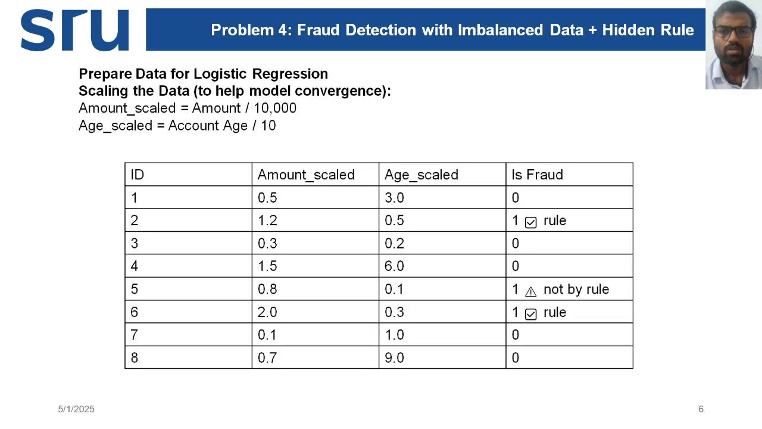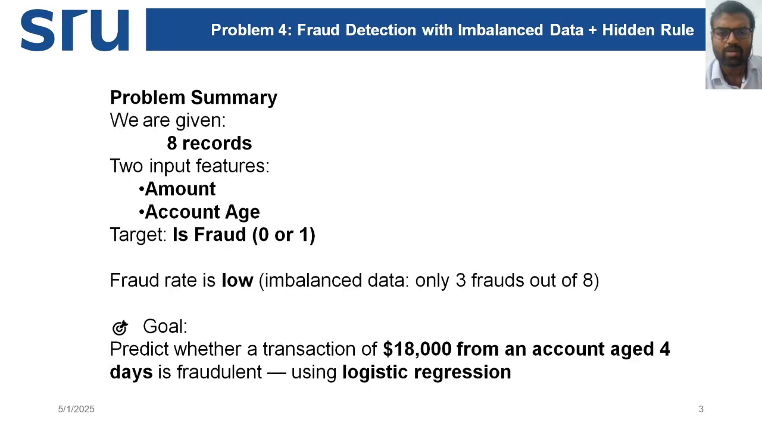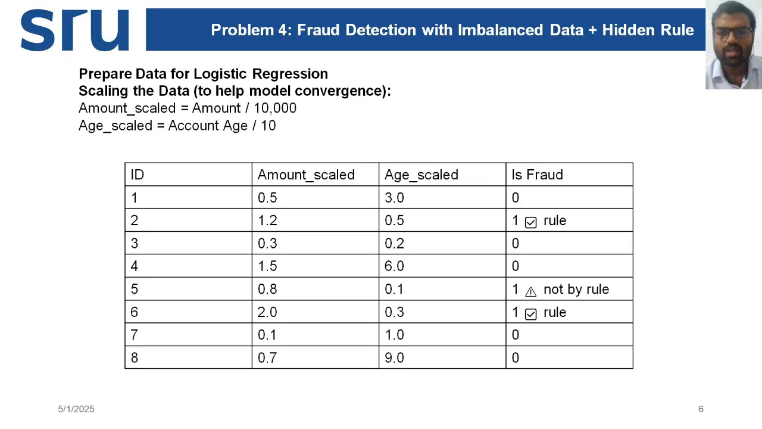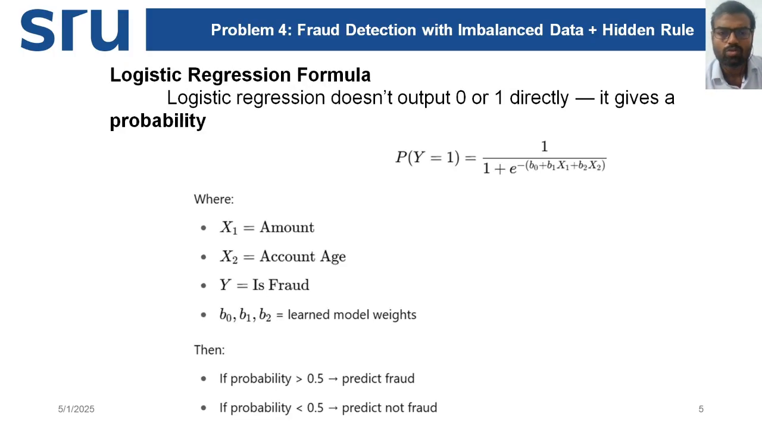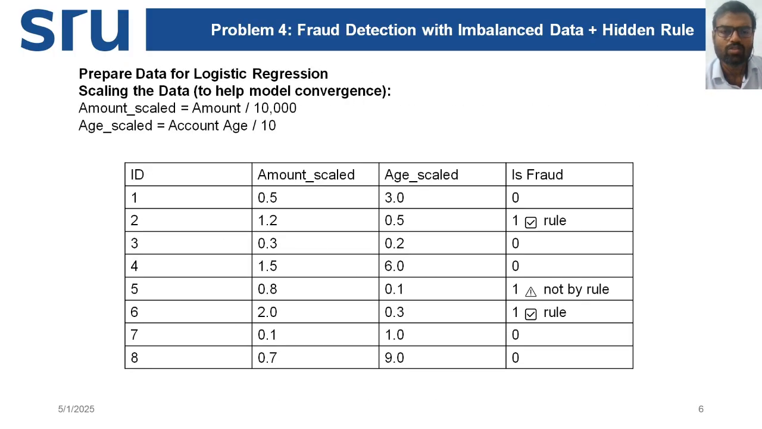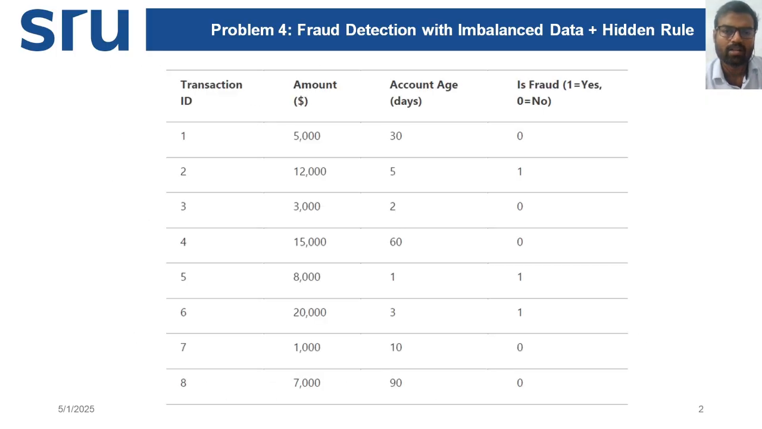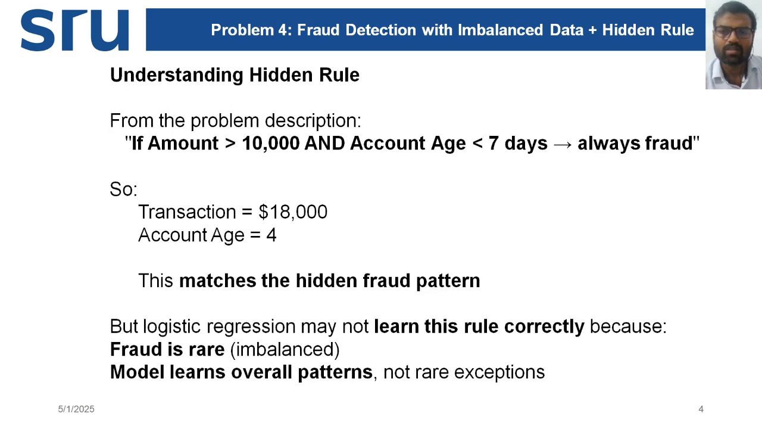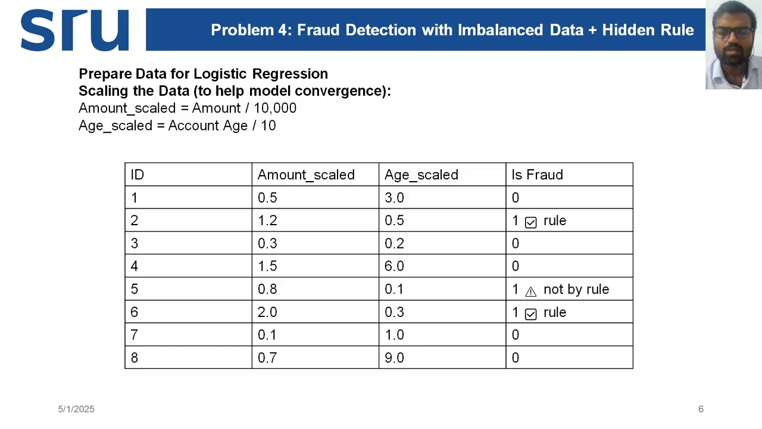Maybe I just want to get into this, just observe. What I'm doing here is scaling the data points by dividing the amount by 10,000 and the age by 10, so that it is easy to operate, because these are big numbers. I'm converting them to small numbers. Again, just observe the hidden rule: whenever you have 10,000, here 1.2 means 12,000, right? And again less than 7 days, so it is always fraud, meaning 1.